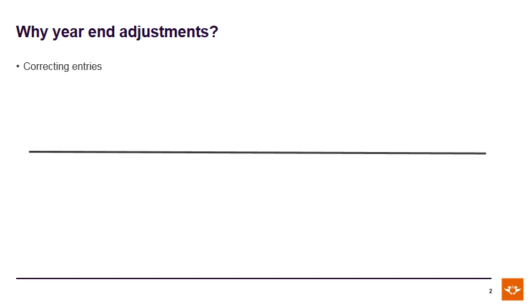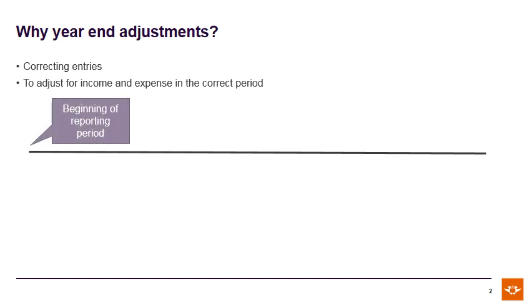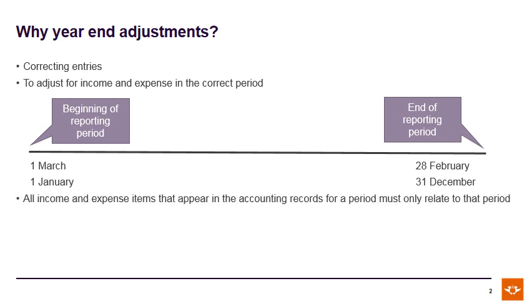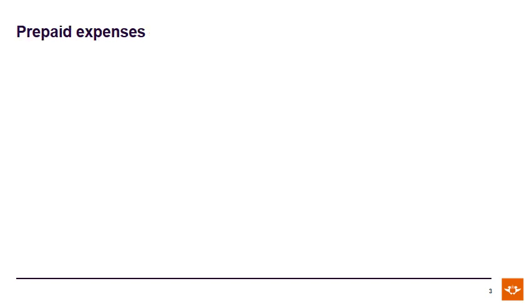And then we need to adjust for our income and expense items so that they reflect in the correct period. Now we have the beginning of a reporting period and the end of a reporting period, which equals a 12-month period. It could be from the 1st of March to the 28th of February of the following year, or any other 12 months like 1st of January to 31st December. We want to make sure that the income and expenses that we include in the accounting records relate only to this period, and that we have included all of them even if they have not yet been paid. So that is why we make year-end adjustments.